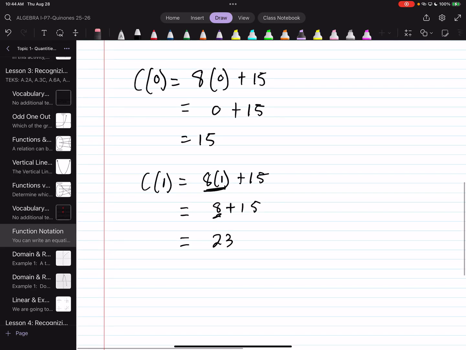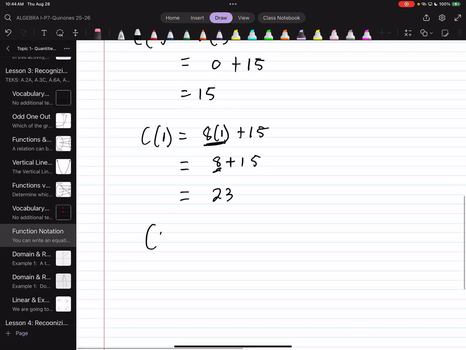But for 2 shirts, what do we say? The cost of 2 shirts is equal to 8 times 2 plus 15, which gives me 31. At that point, I finally turned a profit. I finally paid off the $15. I made $1 profit so far. And then after that, it's all profit, right?